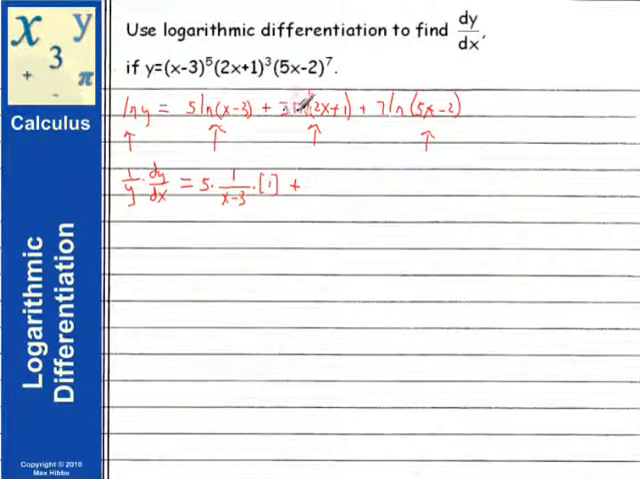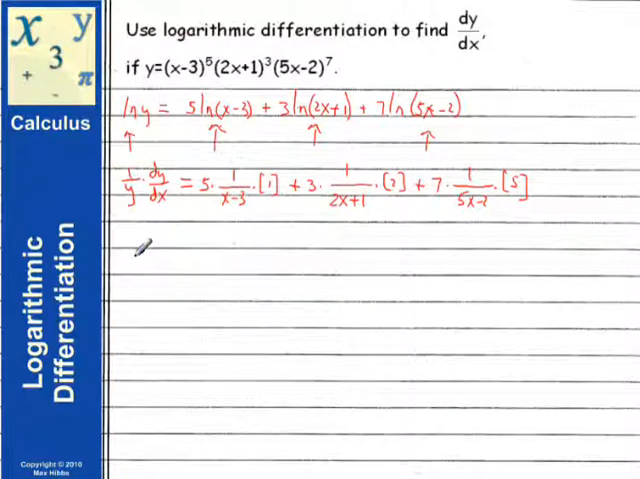Now likewise, a constant times a function, so it's the constant 3 times the derivative of the function. Well, the derivative of a logarithm is 1 over the argument, so that's 1 over 2x plus 1, times the derivative of the argument. Well, the argument being 2x plus 1, that derivative is just 2. Plus the derivative here, well, the constant 7 times the derivative of the logarithm. Well, the derivative of the logarithm is 1 over the argument, so that's 1 over 5x minus 2, times the derivative of the argument. Well, the derivative of 5x minus 2 is the constant 5.